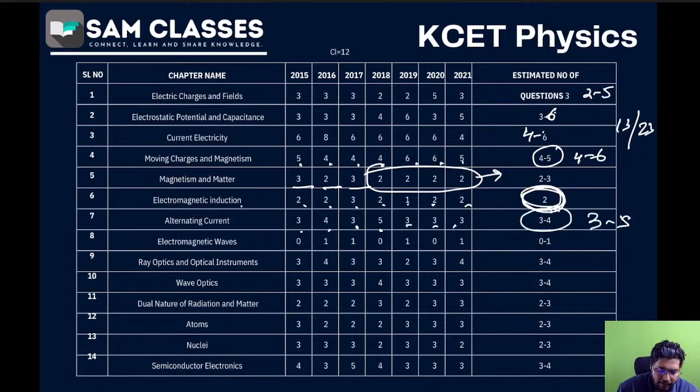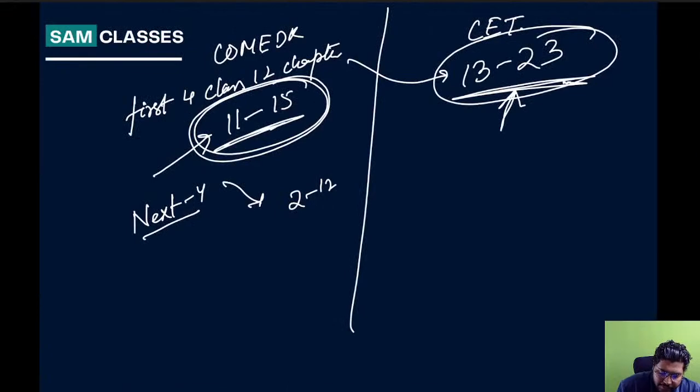EM waves, one time coming, not coming, coming, not coming. Again it came, not came, it came. This year it might not come. Okay. So 0 to 1. So if you see the next 4 chapters here, the minimum that you will score is 4, 6 marks and maximum 10 marks. So here the analysis will be 6 to 10.